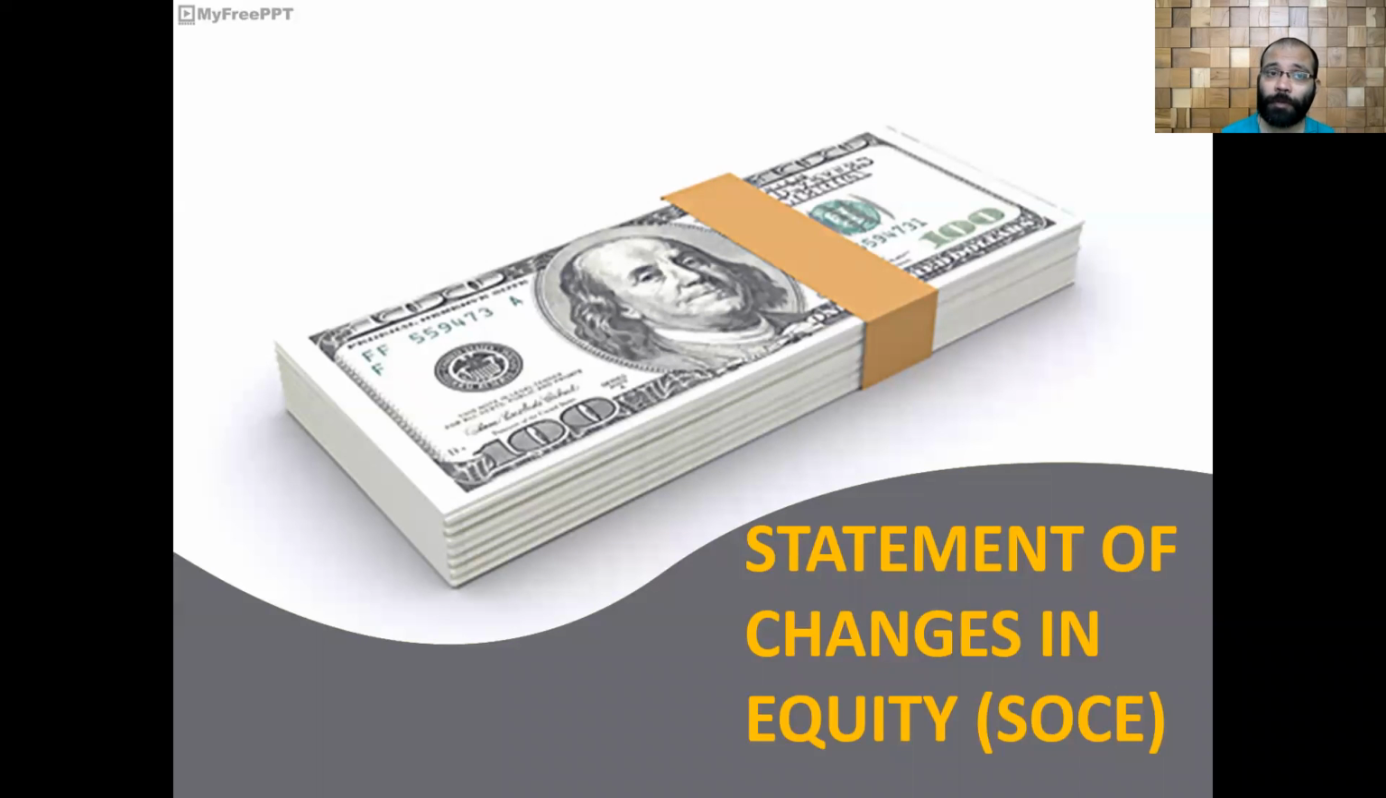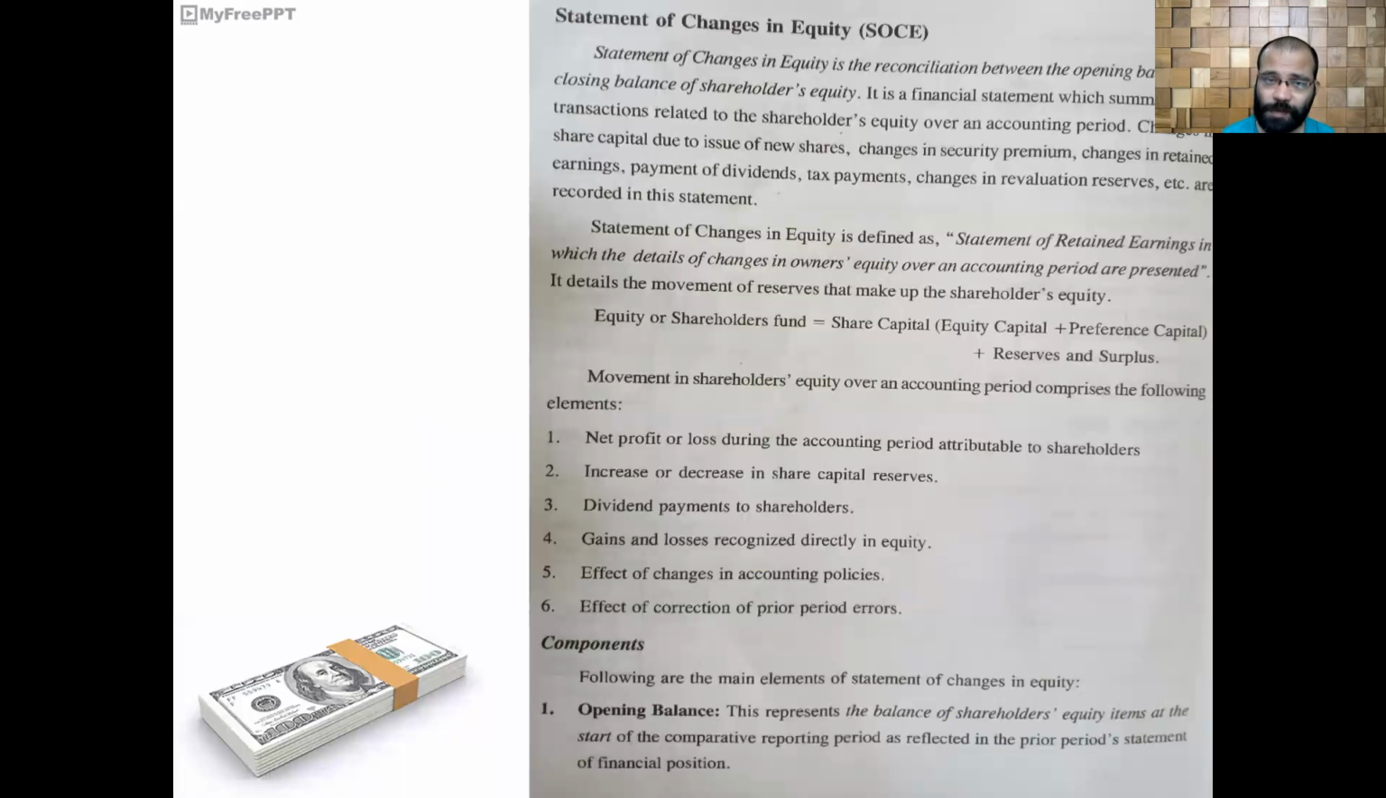There are only two problems today and tomorrow we'll be doing. The third method we have is SOCE, statement of changes in equity. So let us know what it is, what the format is, and how to solve it. So what is SOCE? It's a reconciliation between the opening balance and the closing balance of the shareholders' equity. It's a financial statement summarizing the transactions related to the shareholders' equity over an accounting period.